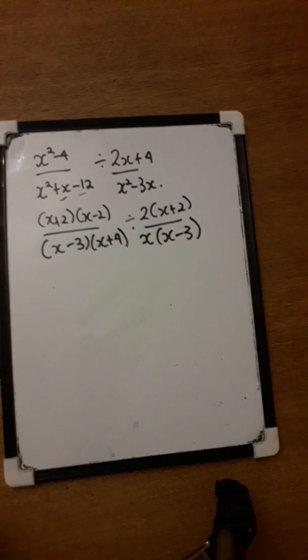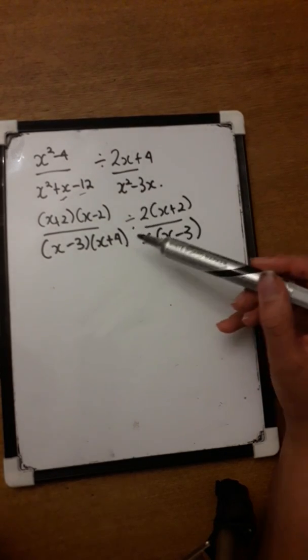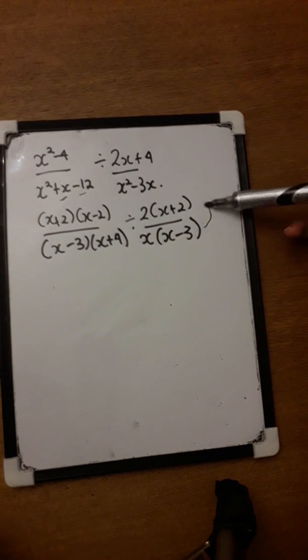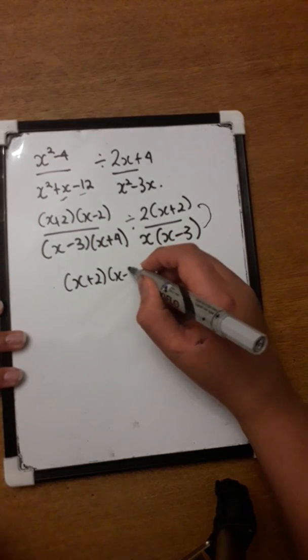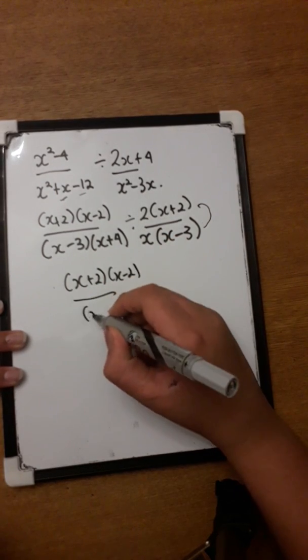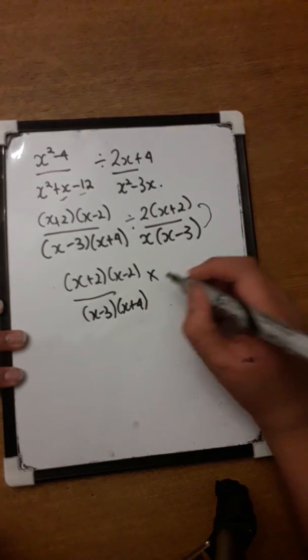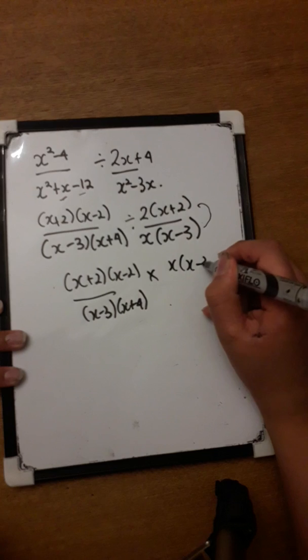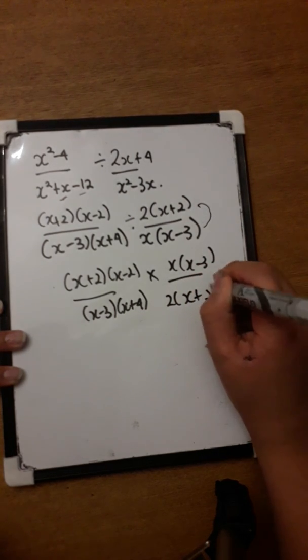Okay. The next thing I do, I know that because it's a divide, that means that you do the opposite, which is multiply. So you just switch these two over. So it will be (x plus 2)(x minus 2) over (x minus 3)(x plus 4), multiplied by x(x minus 3) over 2(x plus 2).